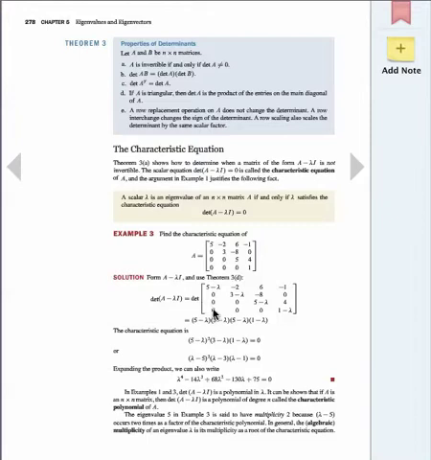My recommendation is that you do this via cofactor expansion. Do not try to do row operations, and in particular, you may not do row reduction to A before you do minus lambda I. That will not work. Hopefully you heard me. That's a pretty important warning.